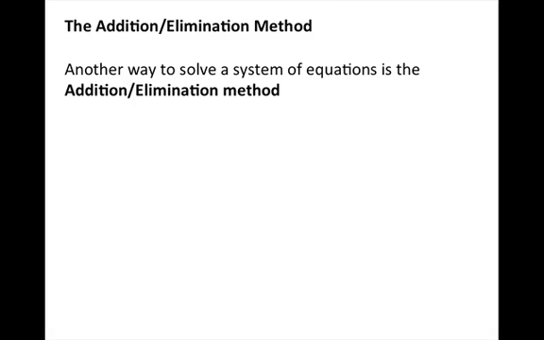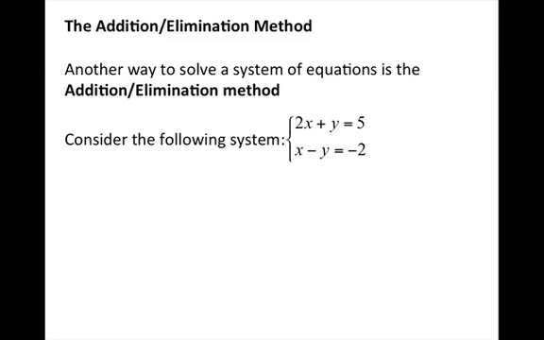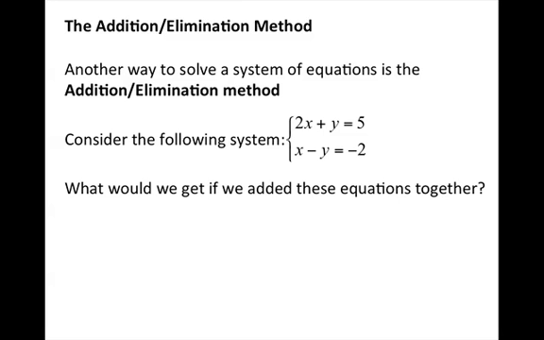So because of this, we're going to look at a second method to solve the system of equations, and that's the addition-elimination method. So consider this system. I have 2x plus y equals 5 and x minus y equals negative 2. Well, I want to know what would we get if we added these equations together. So if we take the 2x plus y equals 5 and we add the x minus y equals negative 2, well, the 2x plus the x gives me 3x. My positive y and my negative y are going to cancel, and my 5 minus 2 is going to give me a 3.